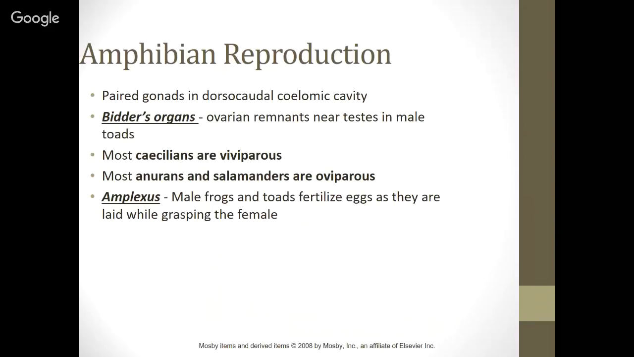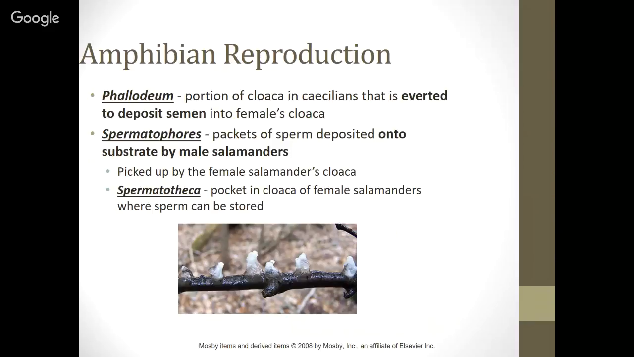Some caecilians are viviparous, so they have live births. Most anurans and salamanders are oviparous. There's something called amplexus, where male frogs and toads fertilize the eggs as they are laid while grasping the female. So with amplexus, they're not actually fertilizing internally, they're fertilizing the eggs while the eggs are being laid by the female. A phallodeum is a portion of the cloaca in caecilians that is everted to deposit semen into the female's cloaca. So they do have intromission.